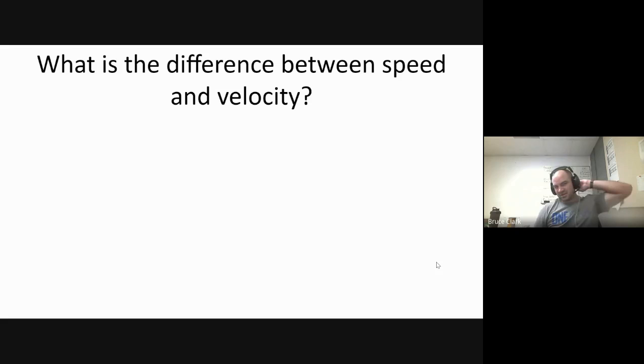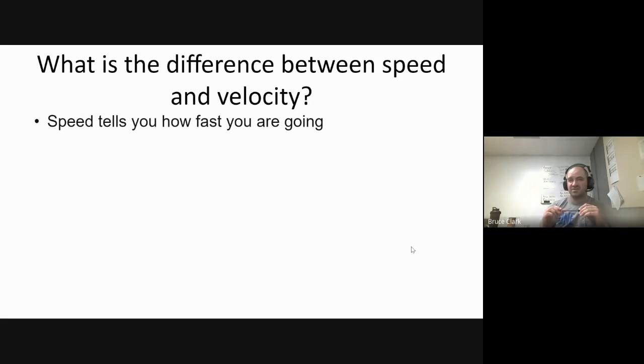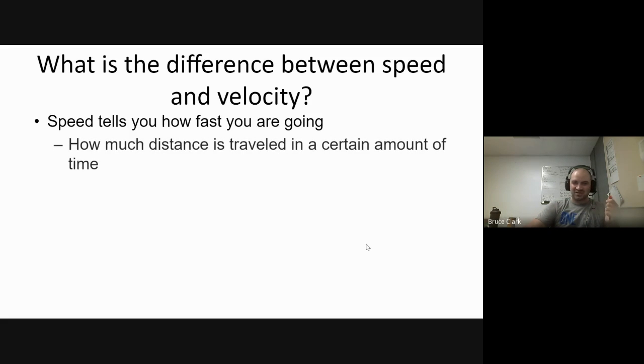All right, so first thing we need to answer is what is the difference between speed and velocity? Because a lot of times we use those terms interchangeably, but when we're talking about science, they have specific differences here. So, speed tells you how fast you're going. Your car's speedometer is miles per hour. So, it is a distance traveled in a certain amount of time. If you drive down I-94 at 80 miles an hour, your car travels 80 miles for every hour it's traveling. So speed equals distance divided by time.